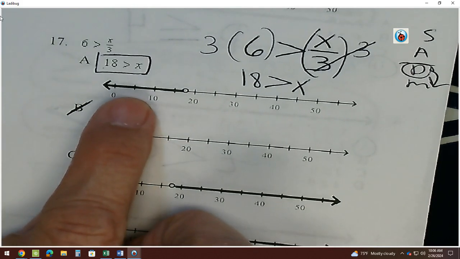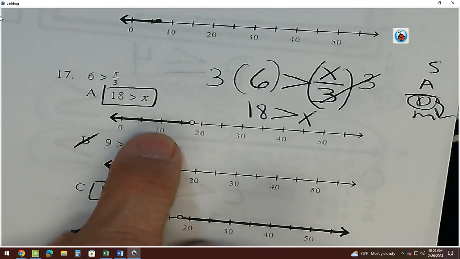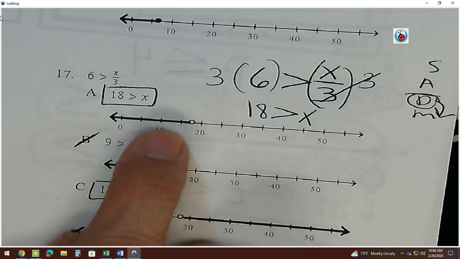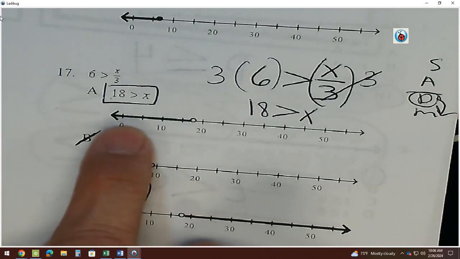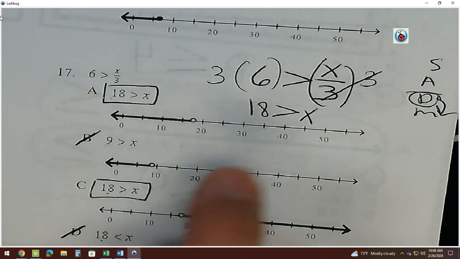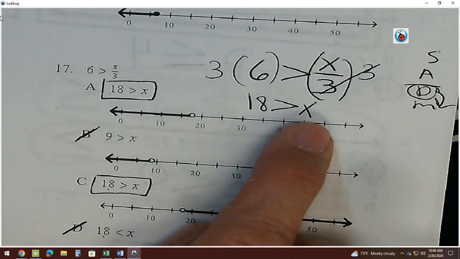Let me start with letter A. Letter A. Well, let's test it. What's the possible answer in letter A? 10. Is 18 greater than 10?